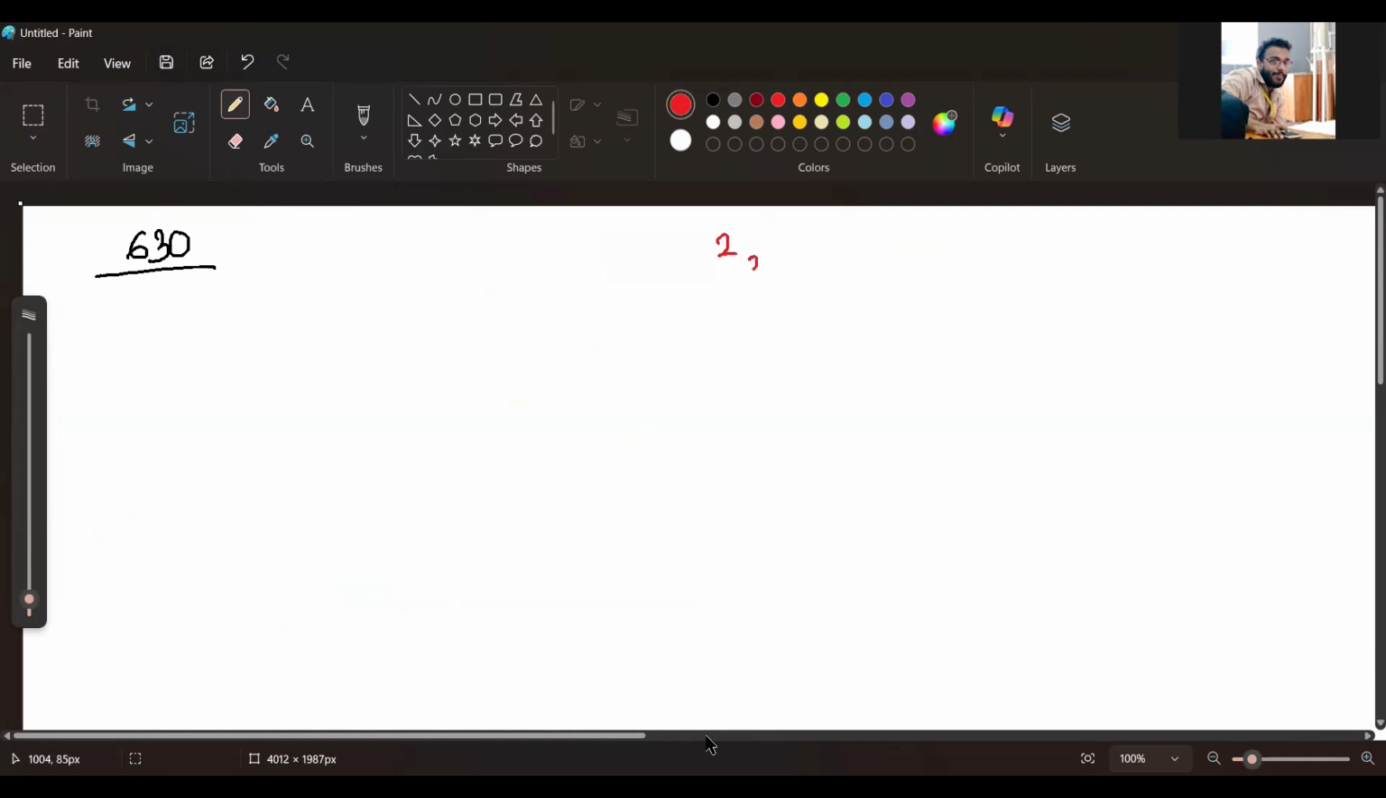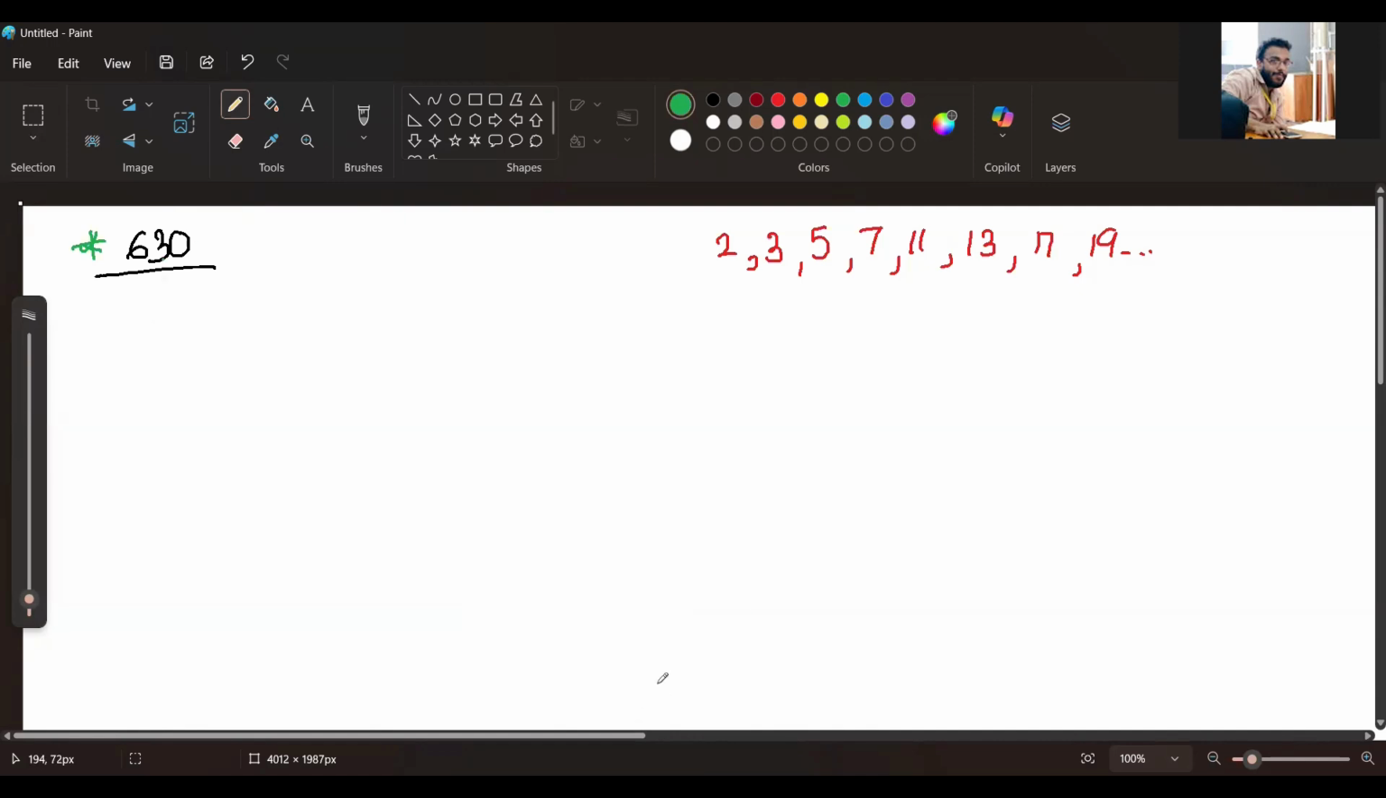Starting with 2. Next one, 3, 5, 7. Next, 11, 13, 17, 19. These types of numbers you can take as prime numbers. Is that clear? Okay, these are the prime numbers. You remember, no? Now they are asking 630 as the factors of prime numbers.